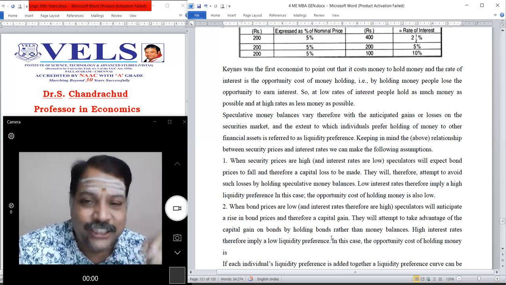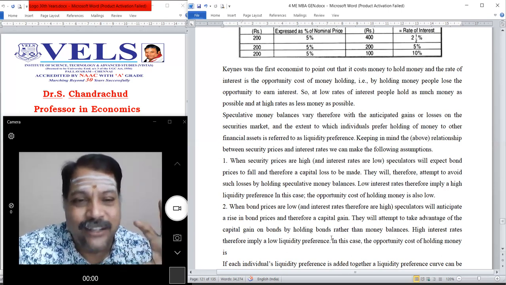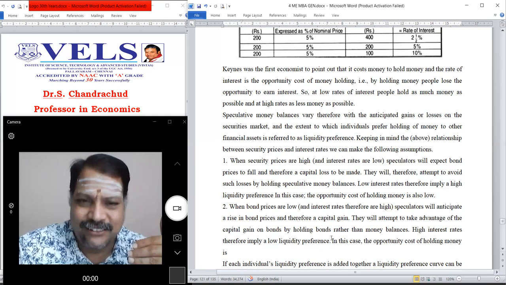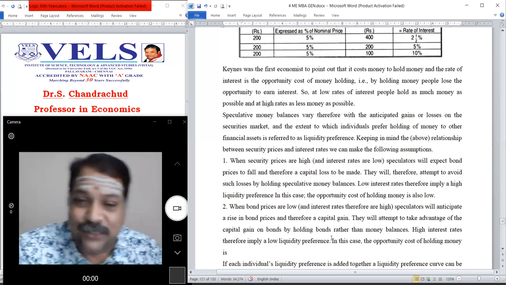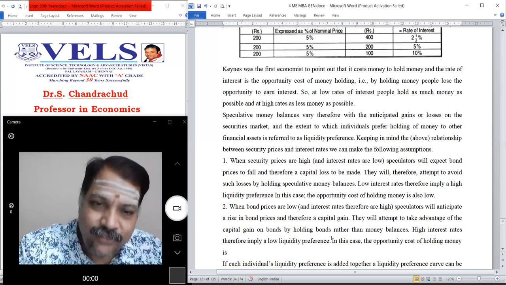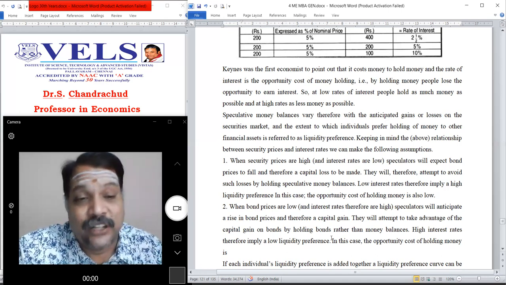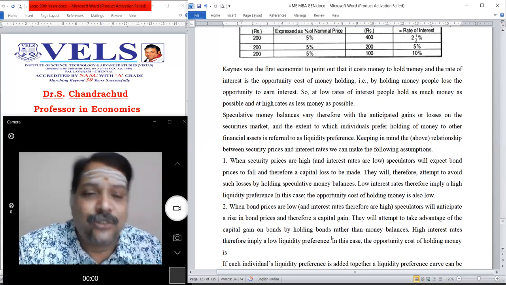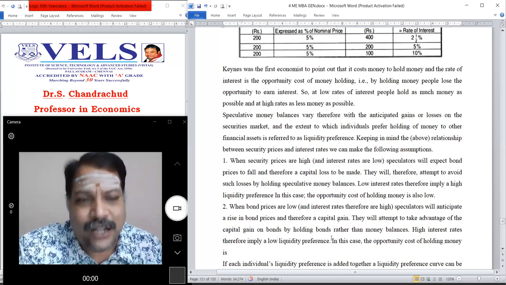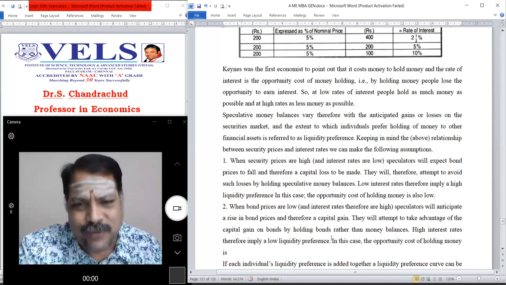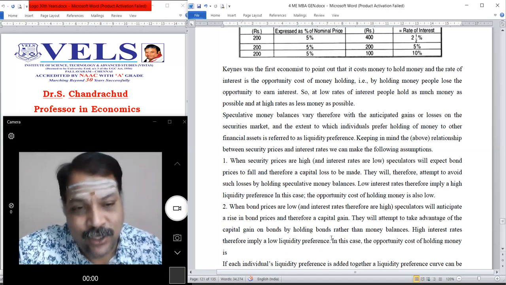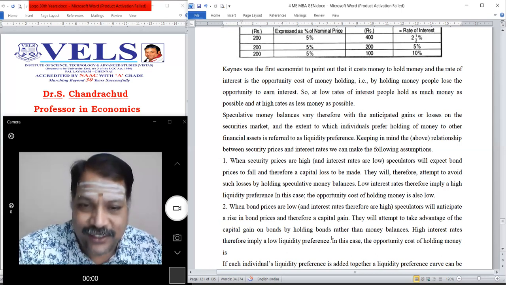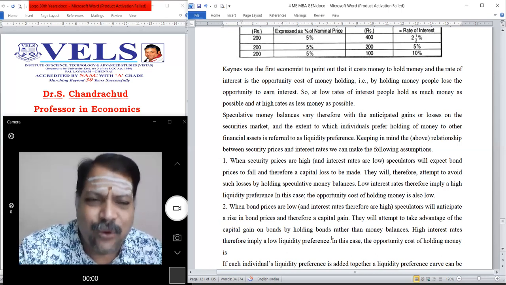Keep in mind that the relationship between security prices and interest rates can be viewed in different ways. So these are the assumptions Keynes has made. The first assumption is that when security prices are high, the interest rates will be very low. The speculator will expect bond prices to fall, and therefore a capital loss to be made. They will therefore attempt to avoid such losses by holding speculative money balances. Low interest rates therefore imply a high liquidity preference. In this case, the opportunity cost of holding money is very low.